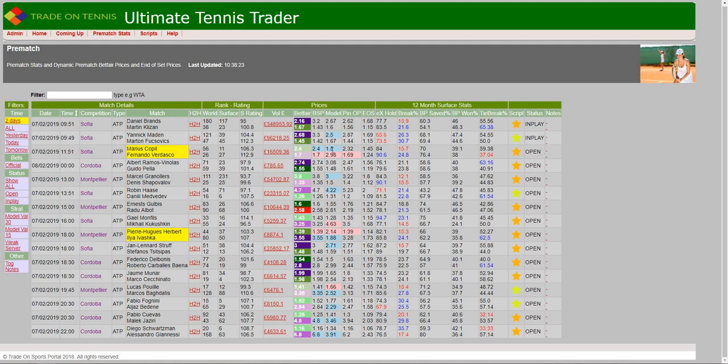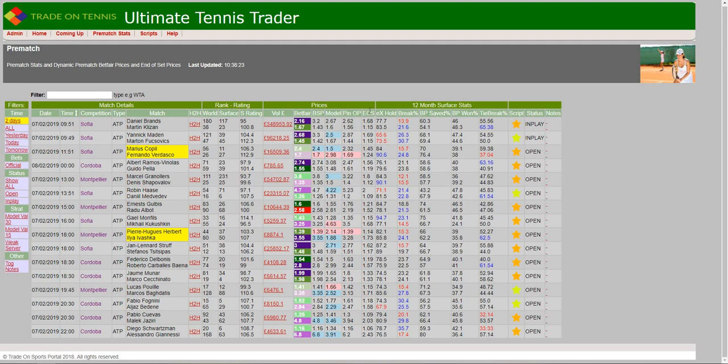If we look down, we'll have a look at Koppel Verdasco. We can see that the model makes Koppel the favourite, when in fact he's the dog on the exchange, with Verdasco as favourite. Okay, so there's value there with Koppel, hence the highlight yellow. So the same with Herbert and Ivashka later on in Montpellier.